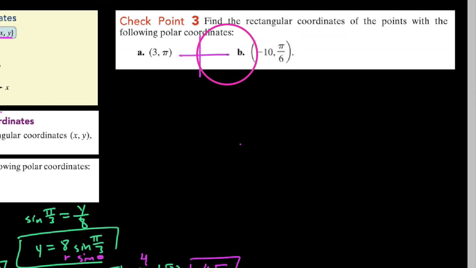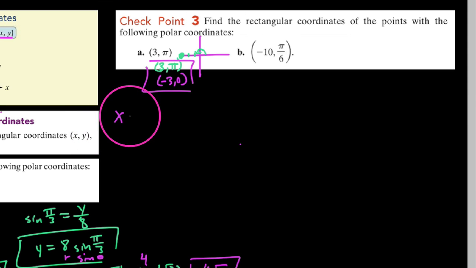We would say that this first point here, if we're sketching it, is in a pi direction and we're going out 3 units from the origin. Since pi faces in this direction, we're going 3 units away. So this right here is our point 3 comma pi. Likewise, we could clearly see in rectangular coordinate form, this would be just -3 comma 0. So I'm going to go ahead and write that right now.